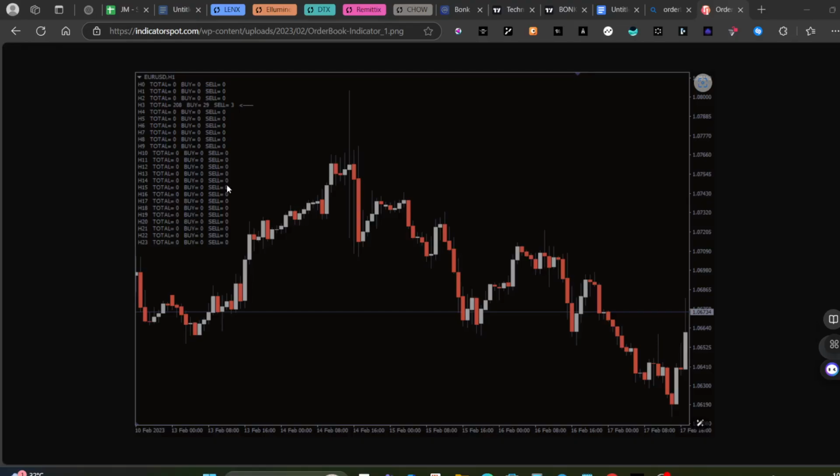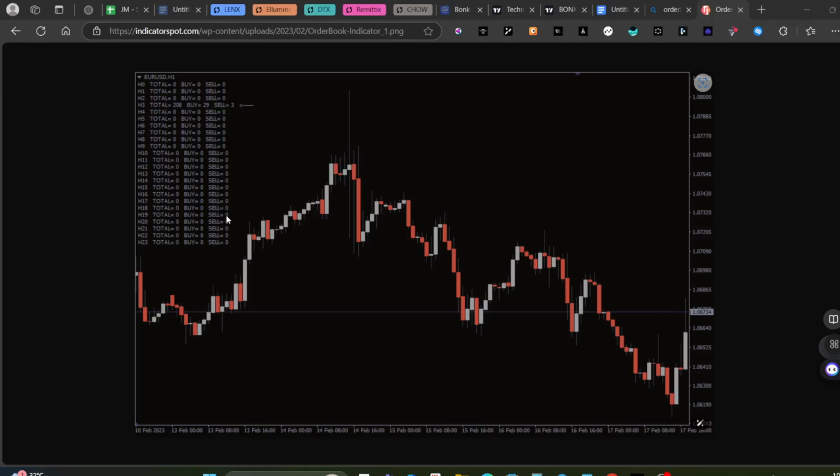On the other hand, if there are more sell orders than buy orders, it's a signal to look for short opportunities. The order book indicator gives you real-time confirmation of the market direction, which is a huge advantage over other methods that might lag behind.